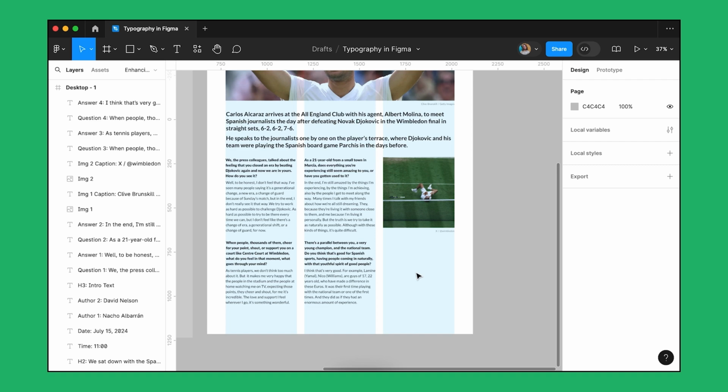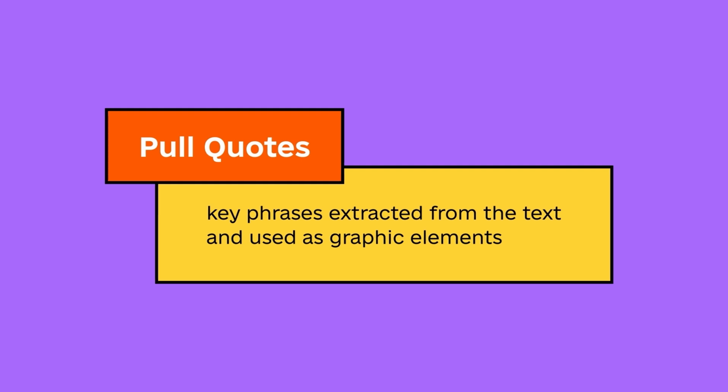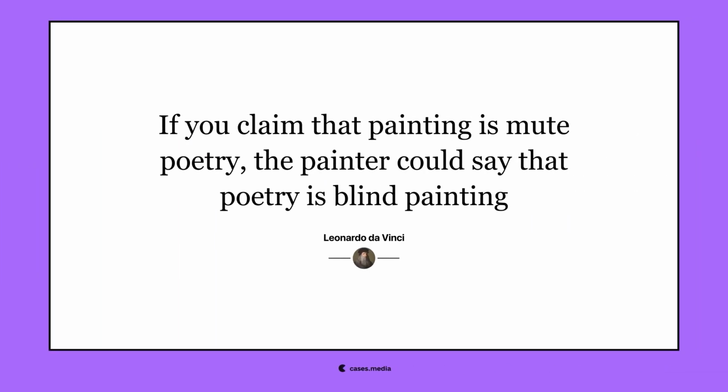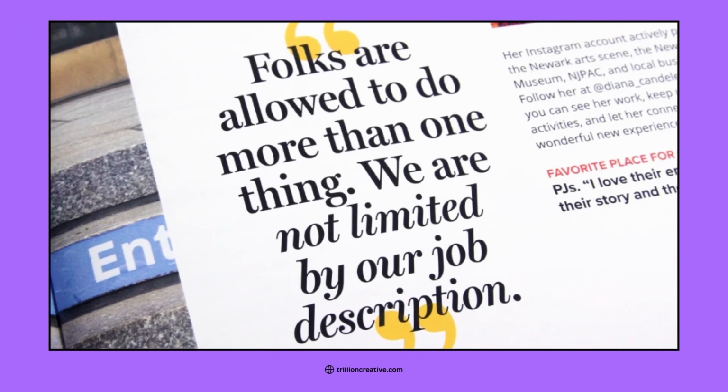We can add a quote to the article. Key phrases pulled from the text can be used as graphic elements to draw attention or add visual interest. These are often called pull quotes. Pull quotes typically use a larger font size than the body text and are positioned strategically to grab the reader's eye. Here are a few instances of pull quotes used effectively.